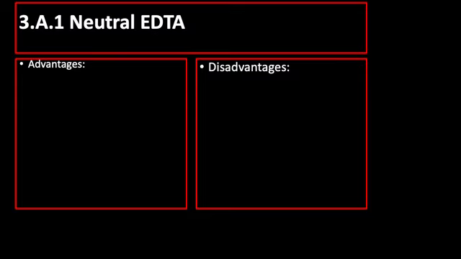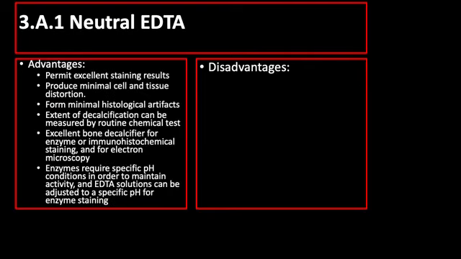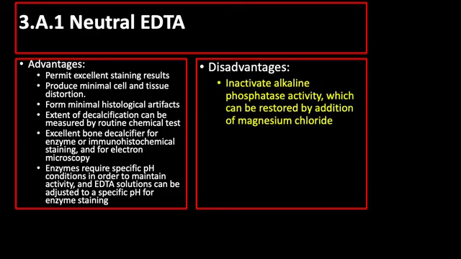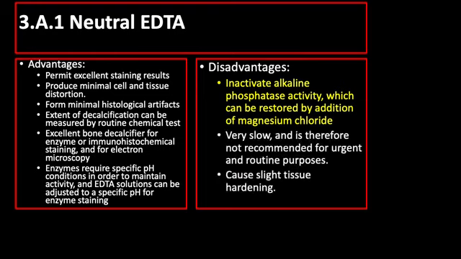So one type of EDTA is neutral EDTA, which has advantages including the following. And disadvantages including inactivation of alkaline phosphatase activity of the tissue, which can be restored by addition of magnesium chloride. Other disadvantages are the following. So we are done with the individual decalcifying agents.